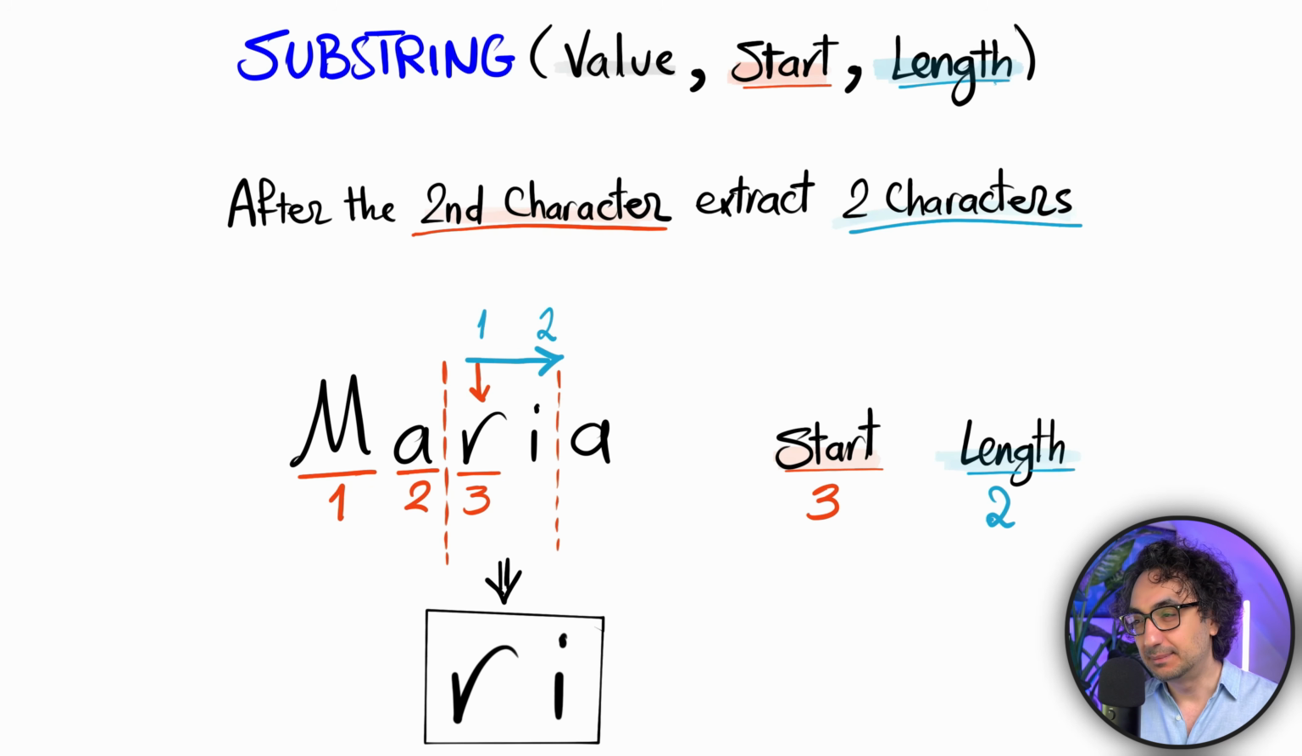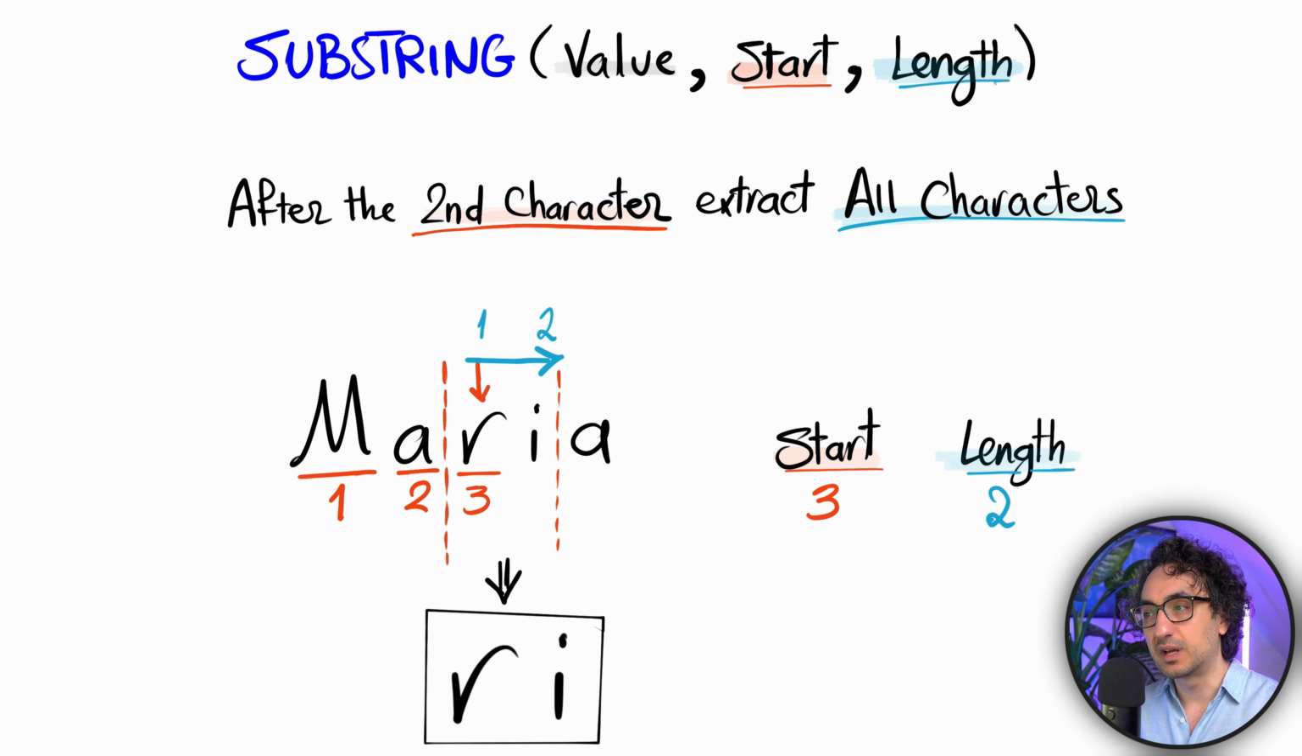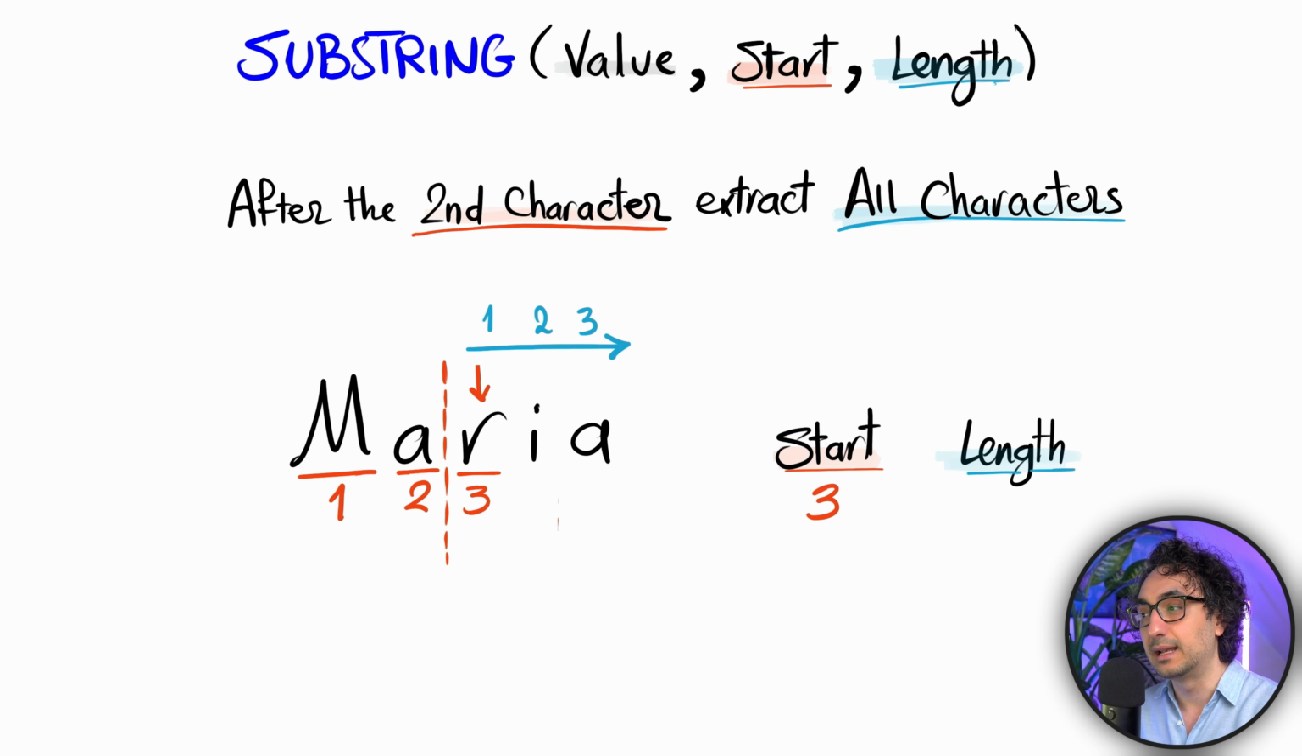Now let's make it a little bit more difficult, where we're gonna say after the second character, extract everything, all the characters. So not only RI, I would like RIA. So now nothing's changed about the starting position. It's gonna stay at 3. But now if you are looking at this value and you want to extract everything starting from R, that means you have to specify the length of 3.